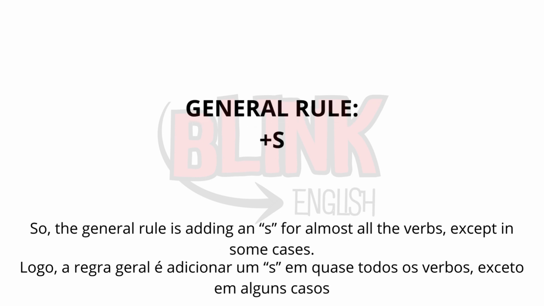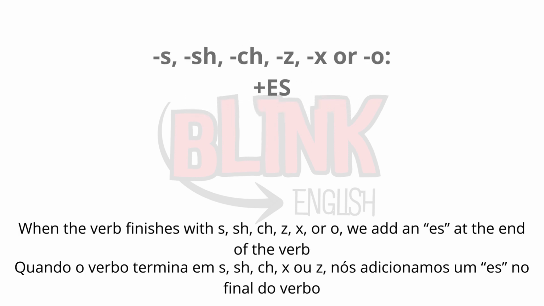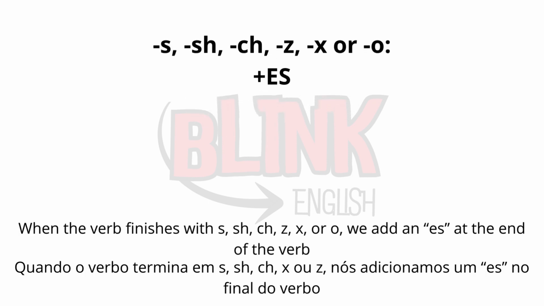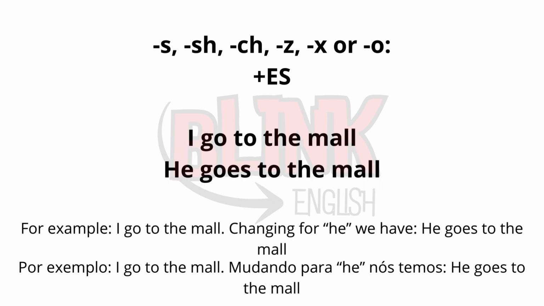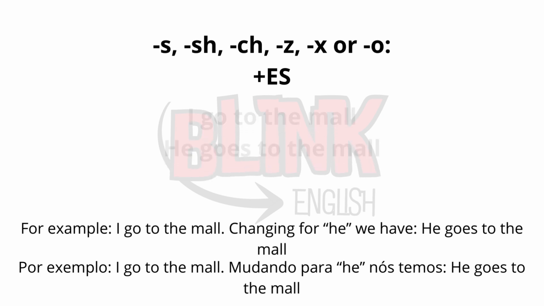So, the general rule is adding an s for almost all the verbs except in some cases. When the verb finishes with s, sh, ch, z, x, or o, we add an es at the end of the verb. For example, I go to the mall. Changing for he, we have, he goes to the mall.